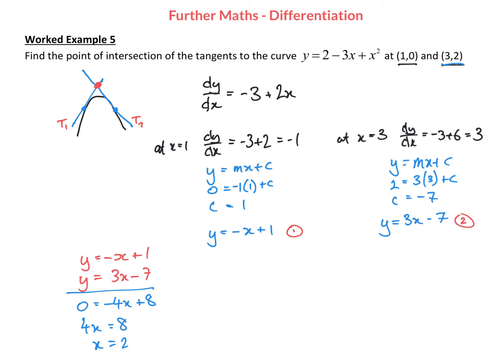Now going back to one of the equations, I'm going to pick y equals 3x minus 7, because the x term's positive. And let's substitute x as 2 in that, so y is equal to 6 minus 7, y equals negative 1. And so the coordinates of our intersection then, x is 2 and y is negative 1.